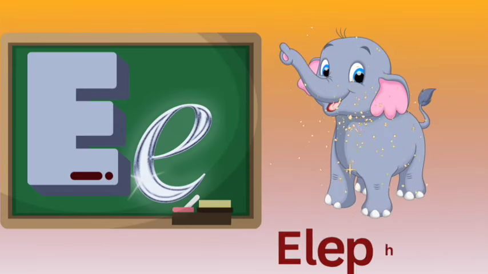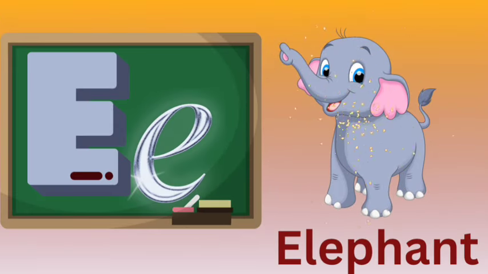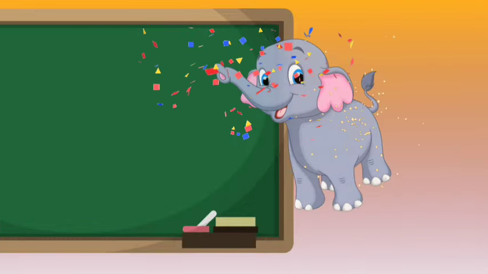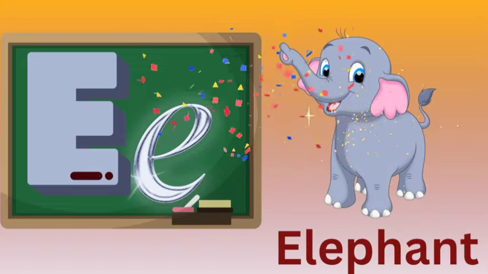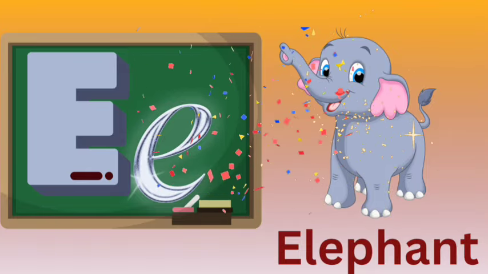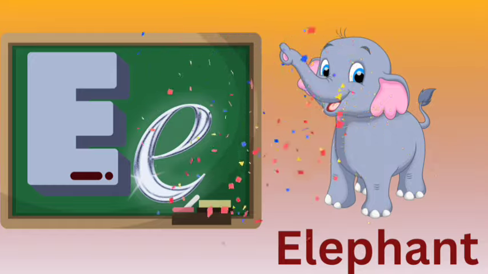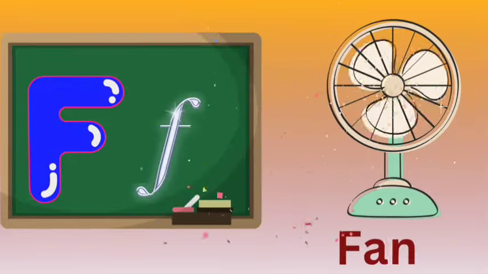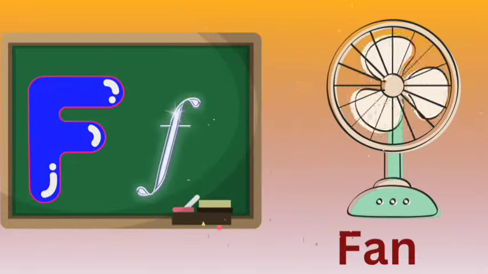E is for elephant, elephant, elephant. E is for elephant, elephant, elephant. F is for fen, fen, fen.